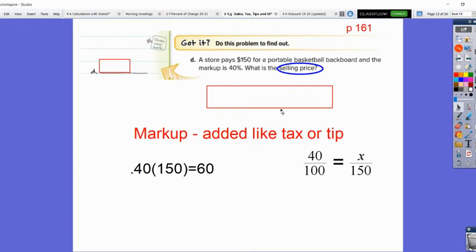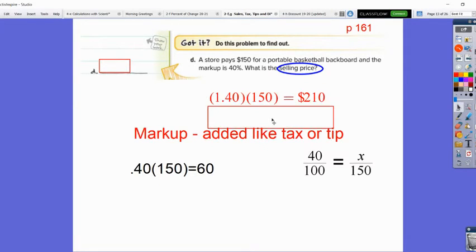Or you can do it all in one step. 1.4, 100% plus 40% as a decimal, times 150, and you get your selling price of $210. So that's how to do markup problems. It's the same as tax or tip, a percent that is added on.